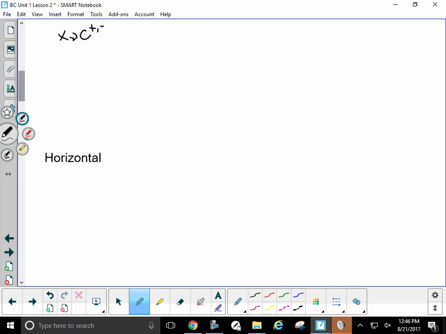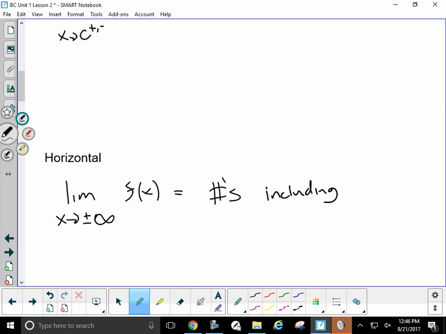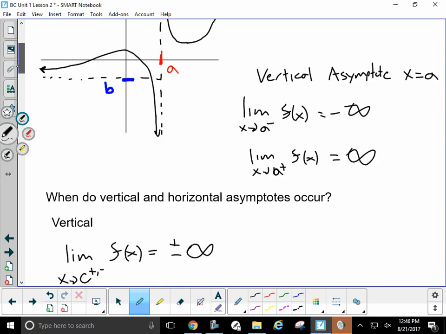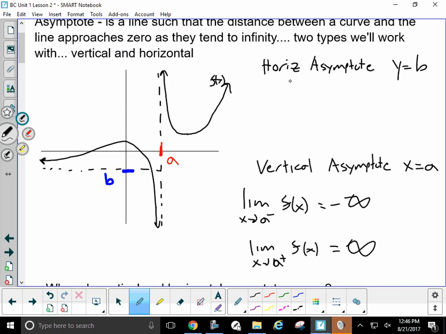A horizontal asymptote is when we look at x's approaching either positive or negative infinity. And when those equal values, we'll say we have a horizontal asymptote, including zero. A lot of people forget that zero counts. Now we look back up here.